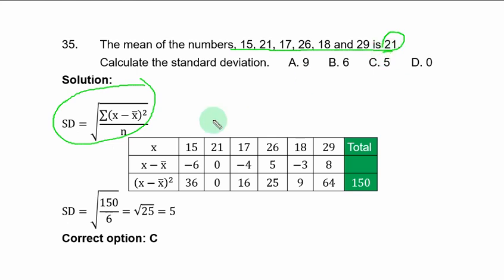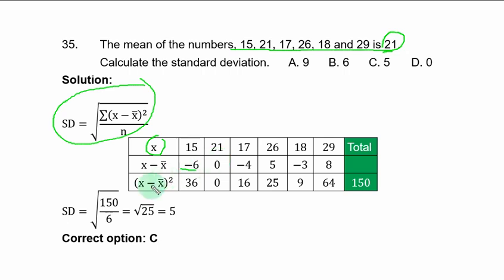So let's have a short table. You have S to represent the data point. By the formula, you need S minus S bar. S bar is the mean, so you subtract the mean from each value of S. So you have 15 minus 21, you have minus 6. 21 minus 21 is 0, and so on.